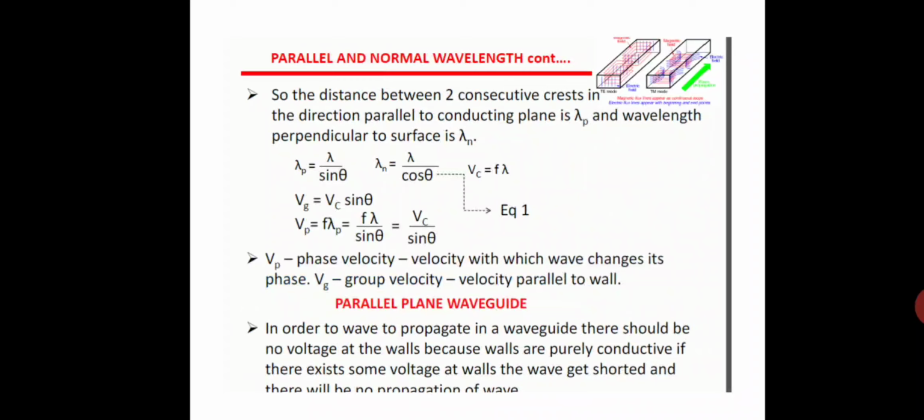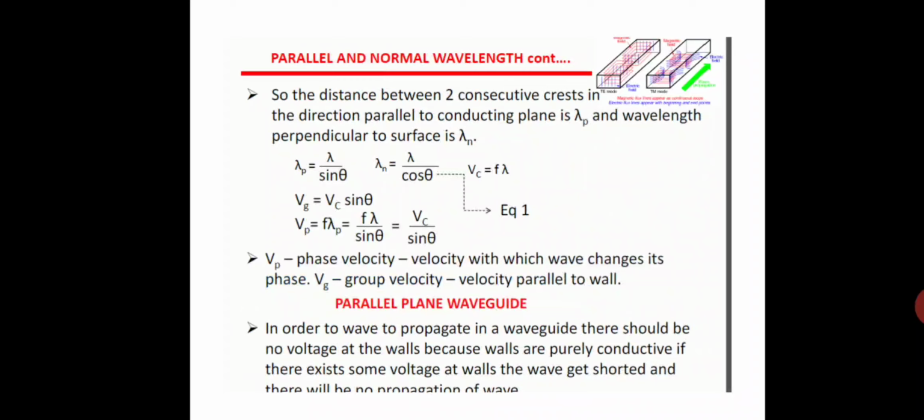The incident velocity Vc is f lambda. So we can calculate Vg equals Vc sine theta, and Vp equals f lambda p equals Vc upon sine theta. Vp is the phase velocity, the velocity with which the wave changes its phase. Phase velocity means the velocity with which the wave changes its phase. Vg is the group velocity, the velocity parallel to the wall.